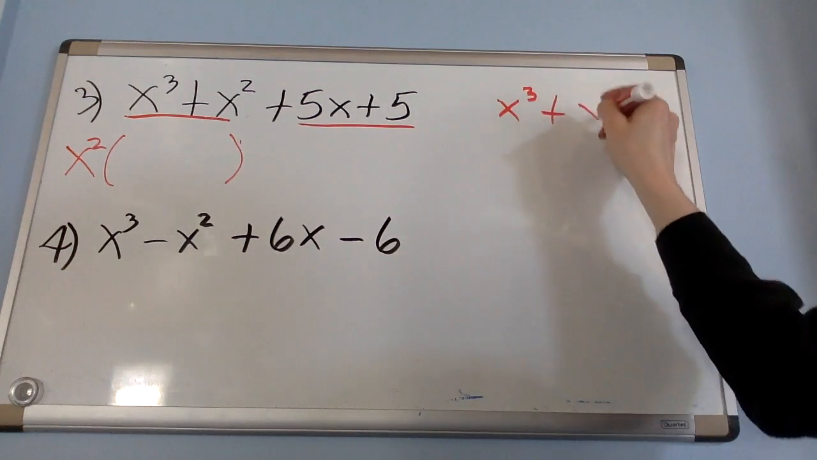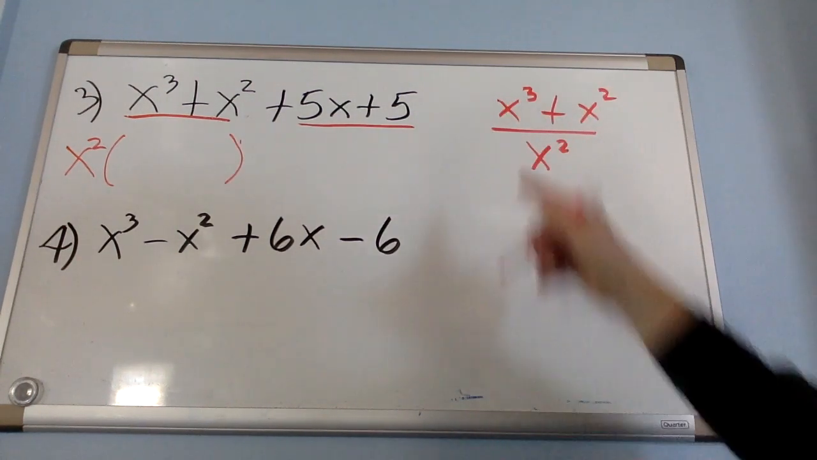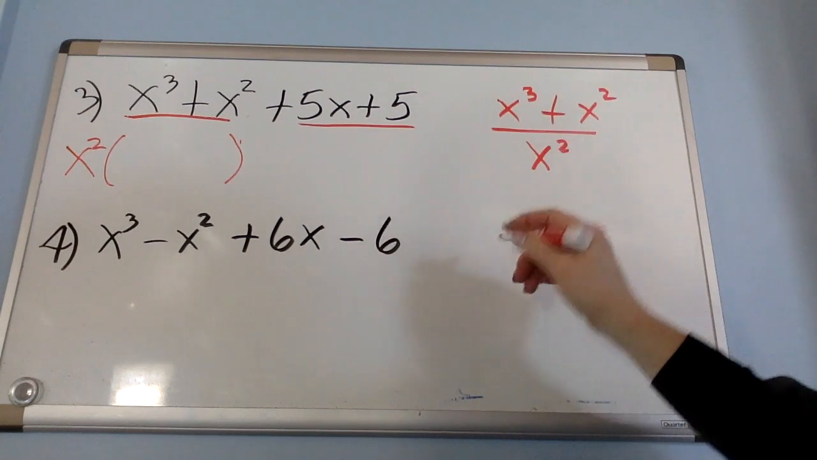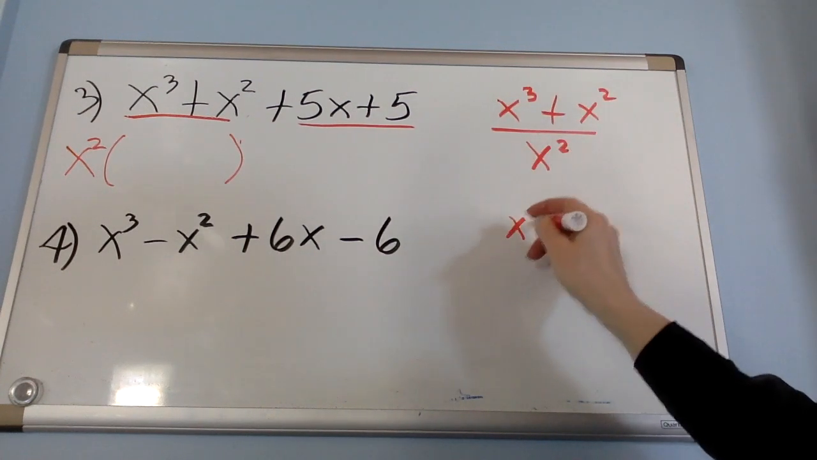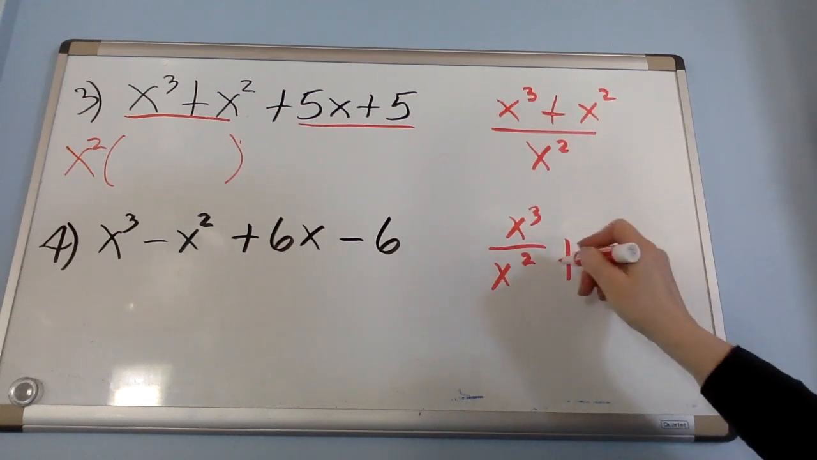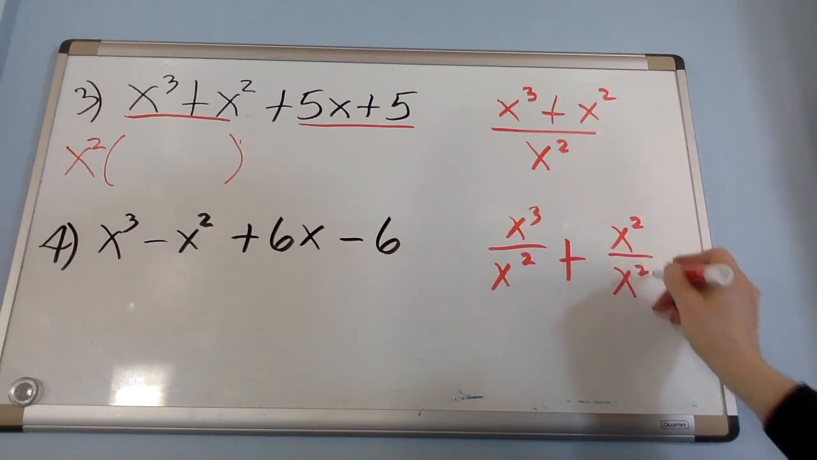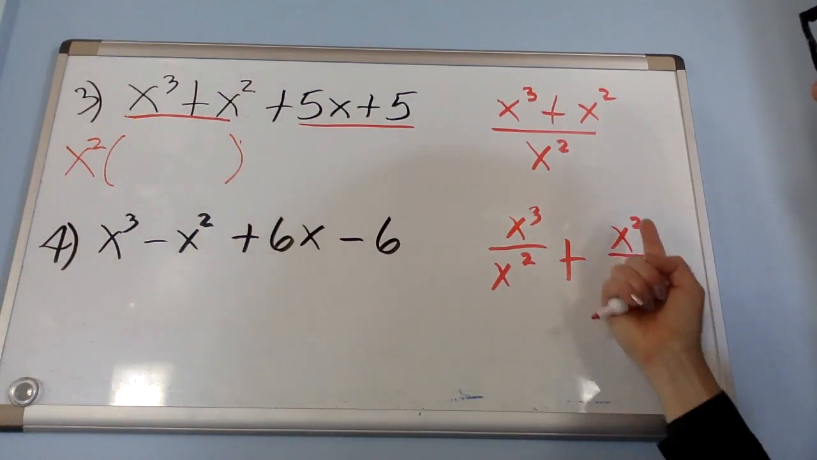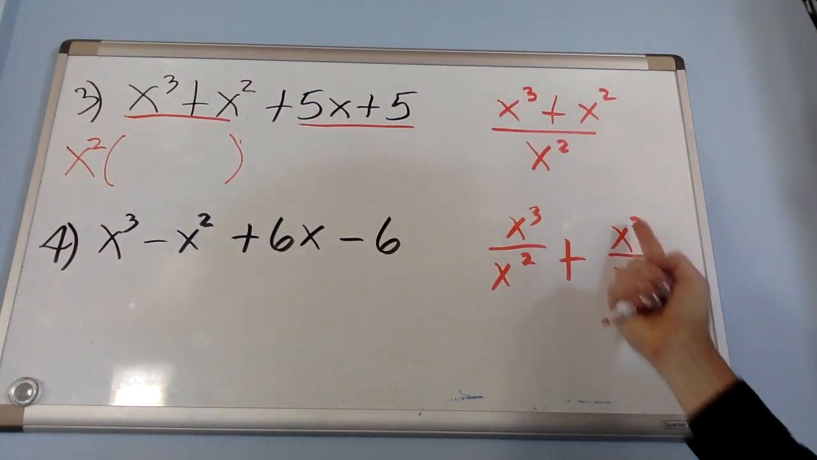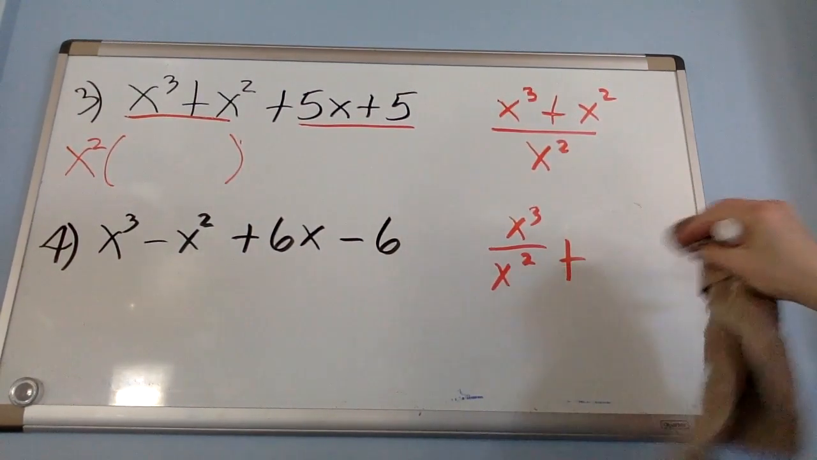X cubed plus x squared. I'm going to divide them both by x squared. So x cubed over x squared first, and then I'm going to add it to x squared over x squared. Well, anything divided by itself is 1. So I know that this term, that's just 1. X squared divided by itself, that's just 1.